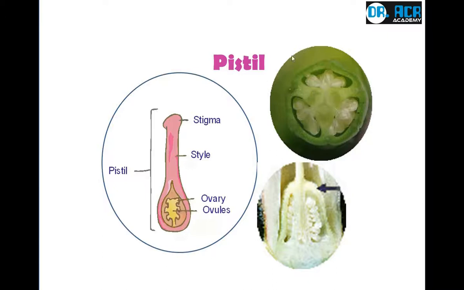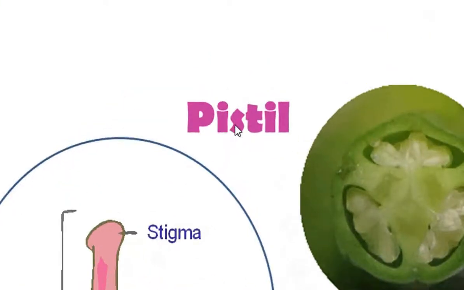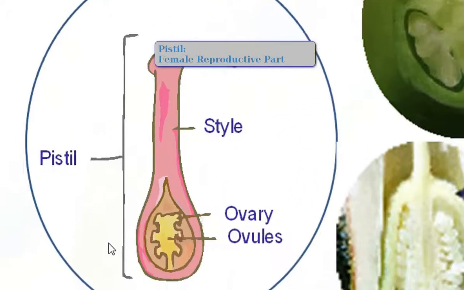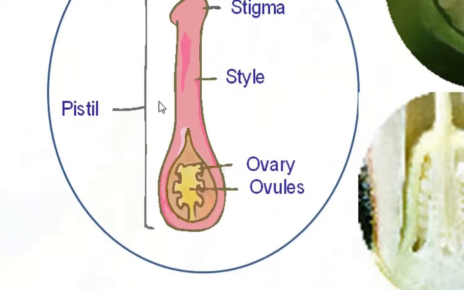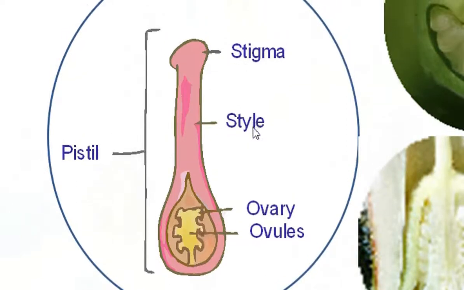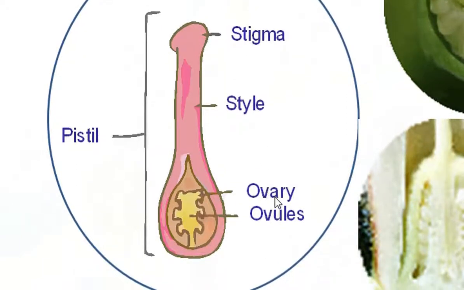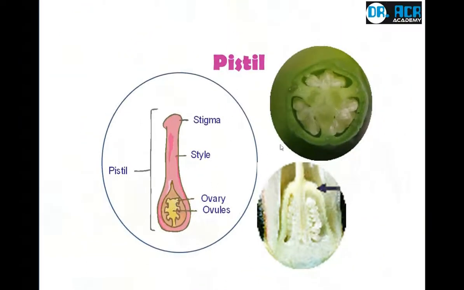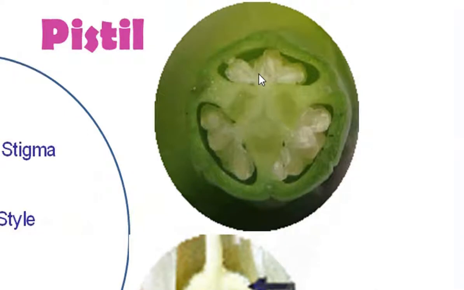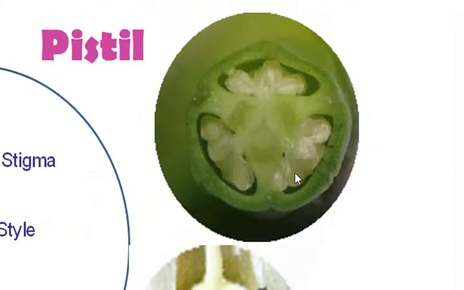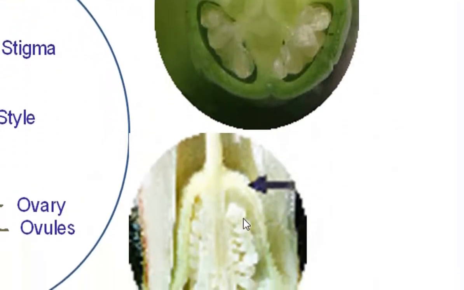Now let us come to the female reproductive part of the flower, which is called pistil. Pistil has stigma, style, ovary, and inside the ovary there are small seed-like structures called ovules. When you cut open the ovary, you can see small seeds, which are called ovules.